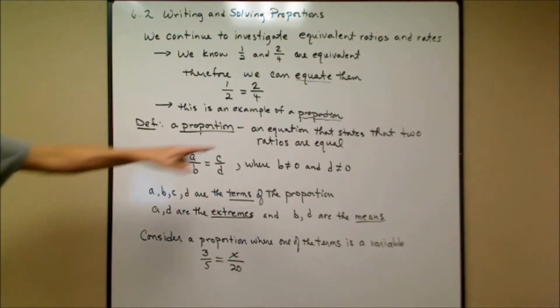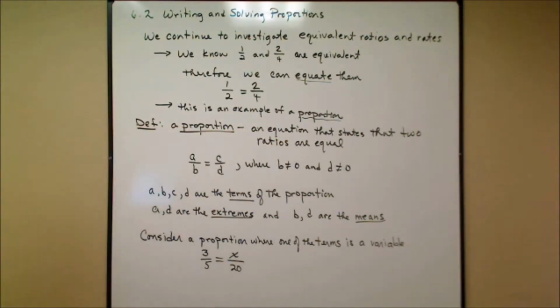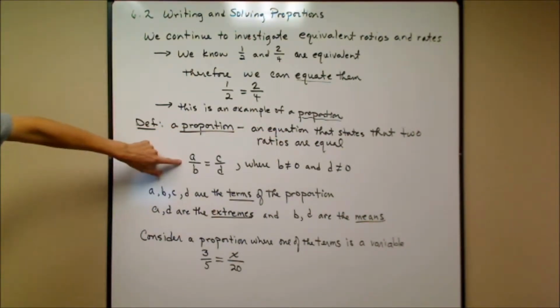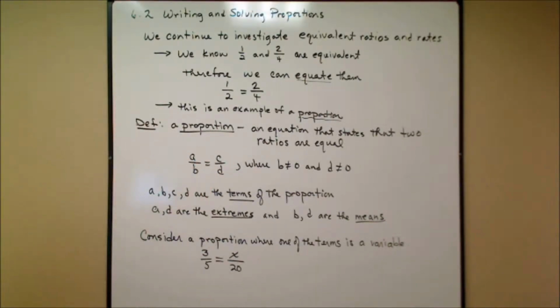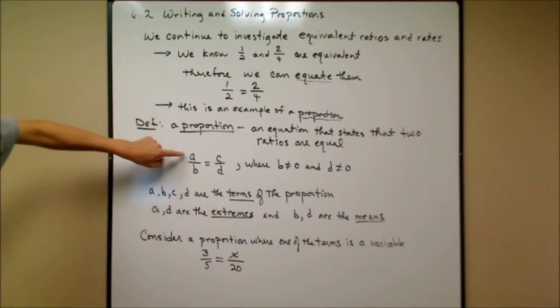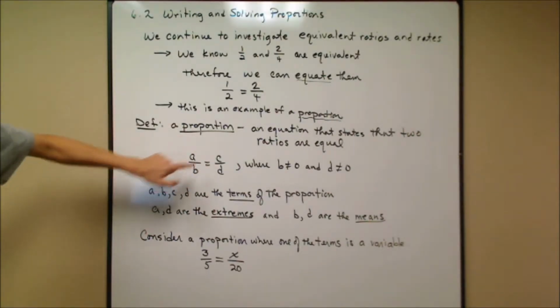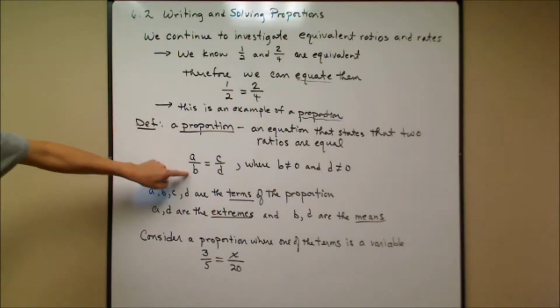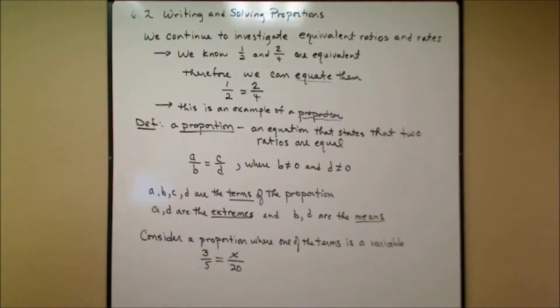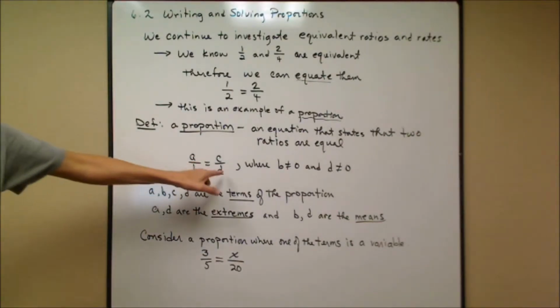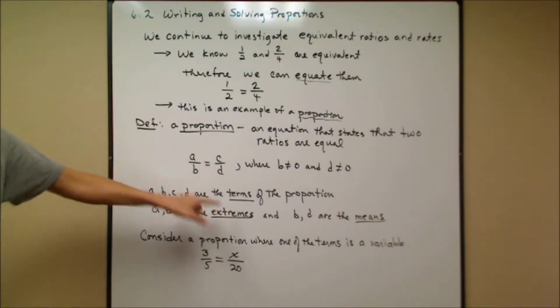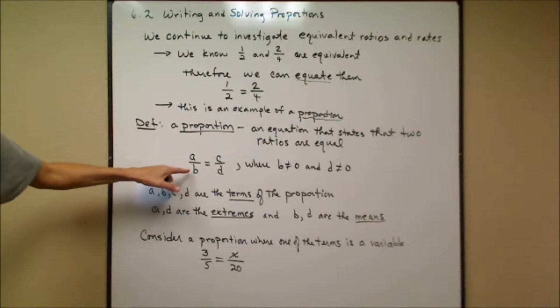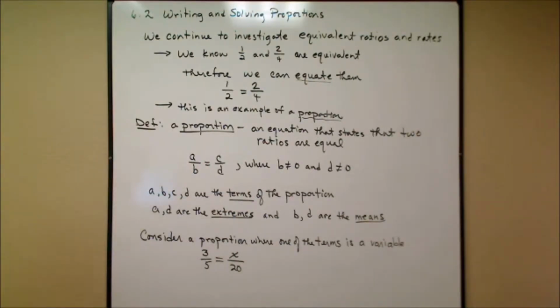A proportion is an equation that states that two ratios are equal. And so this is the generic one. A over B, or A to B, is equal to C to D, where B can't be 0 and D can't be 0. The denominators can never be 0. The numerators and the denominators, A, B, C, and D, are called the terms of the proportion. This is the first term, the second term, the third term, the fourth term. The A and the D, on this diagonal, are called the extremes. The B and the C, on this diagonal, are called the means.